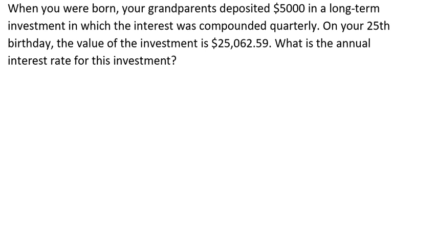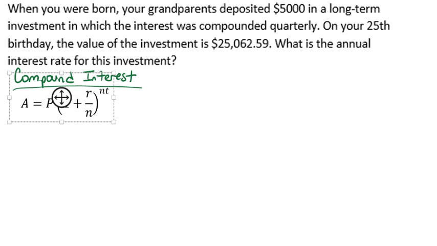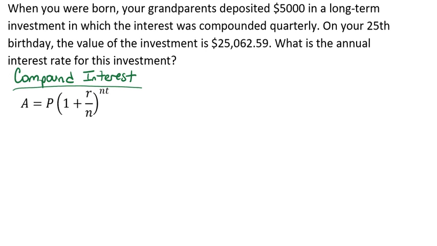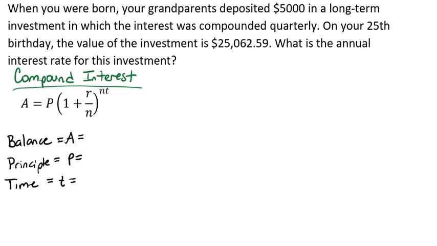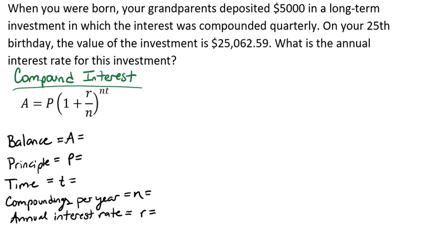Well, we need to know what our compound interest equation is. So our compound interest equation is A equals P times 1 plus R over N raised to the NT power. Great. What do each of those variables mean? Well, our A is for balance. Our P is for principal. The T is for time. The N is for the compoundings per year. And our R is for our interest rate.